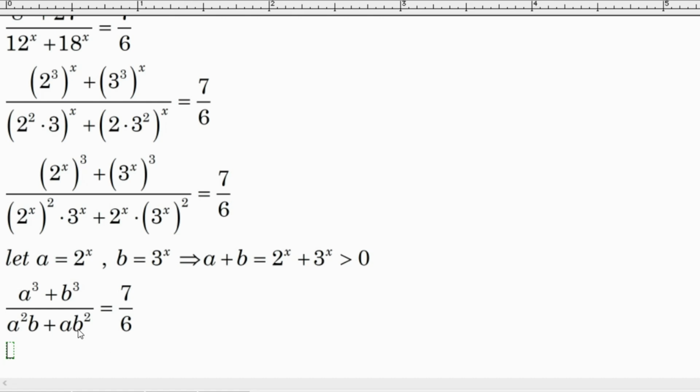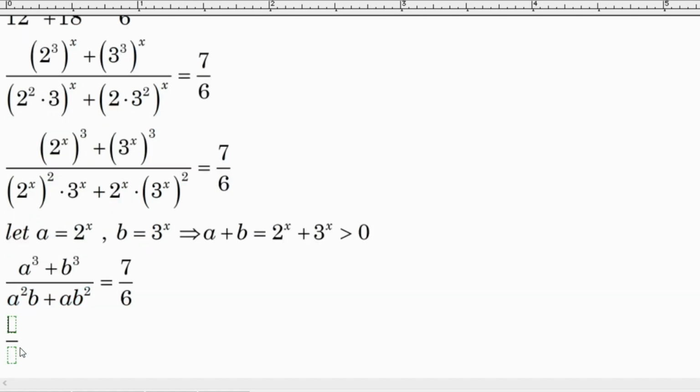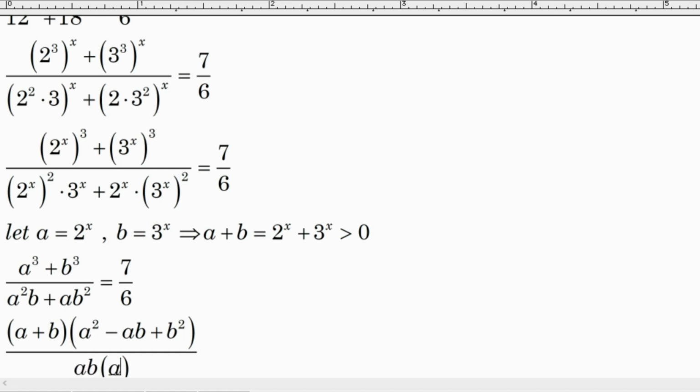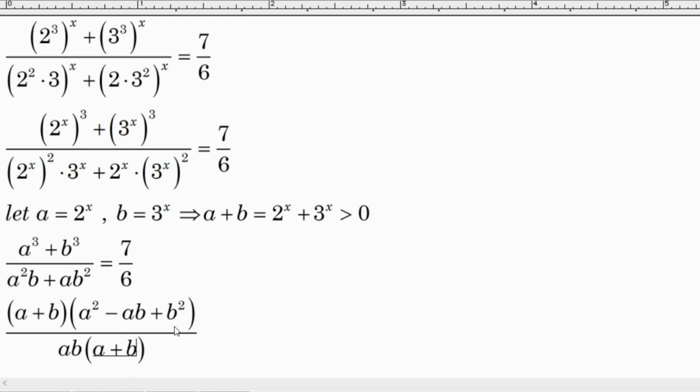So I hope you remember the formula a cubed plus b cubed, which is equal to a plus b times a squared minus ab plus b squared. Alright, and then here we can factor ab. We got a plus b, alright, and then equal to 7 divided by 6.